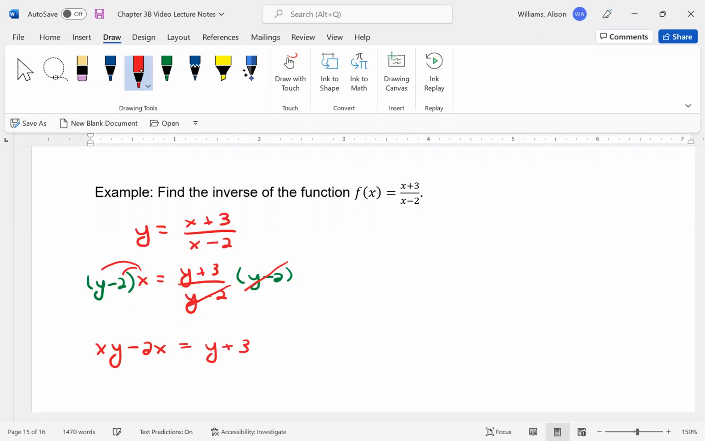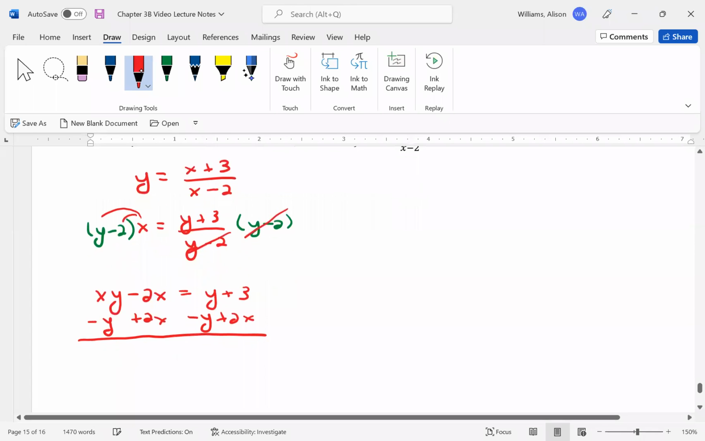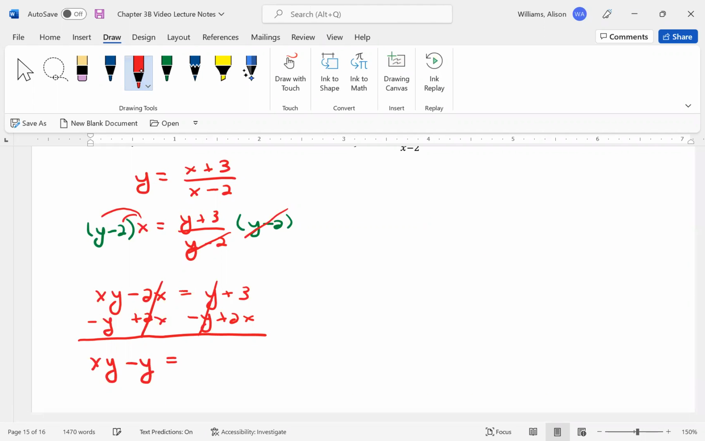So here's what I'm going to do. I'm going to get everything that has a y to the left side and everything that doesn't have a y to the right side. So I'm going to add this 2x and bring it over here to the right side. And here, while I'm at it, I'm going to minus this y and bring it to the left side. Okay, now I can't actually minus xy minus y. I'm just going to write that, xy minus y. That's gone. That's gone. And then I'm left with 3 plus 2x.